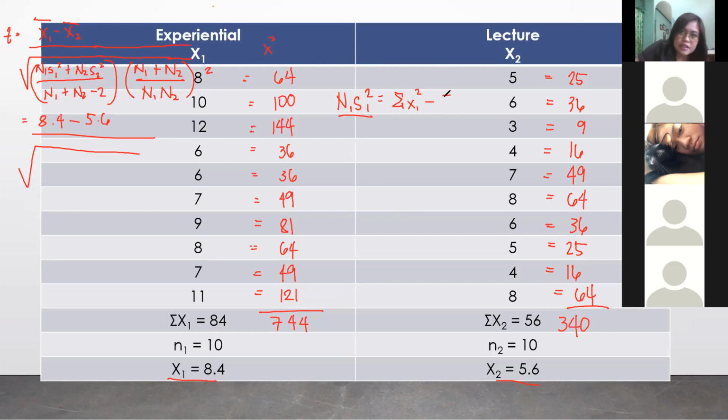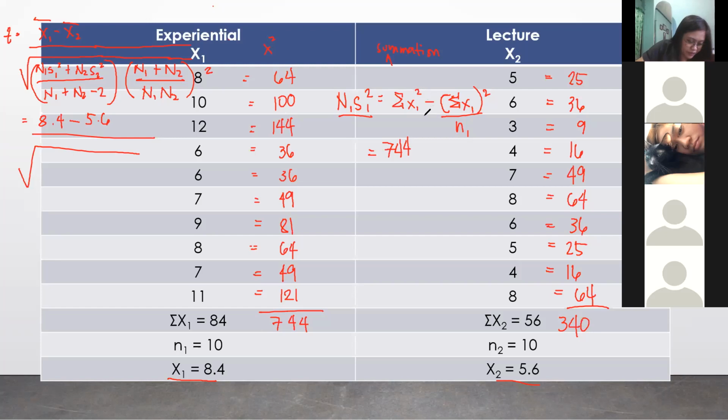Basta makakita gani mo og ing ani class kaning symbol na ni, it talks about the summation. Meaning i-add mo tanan divided by the N1. So unsay meaning ani? To compute for the N1 S1 squared, you need the sum of all scores na gi-square. So mao to siya ang 744. Again, gi-square ni mo tanan tas gi-add, that's 744. Mao ni siya ang summation of x1 squared.